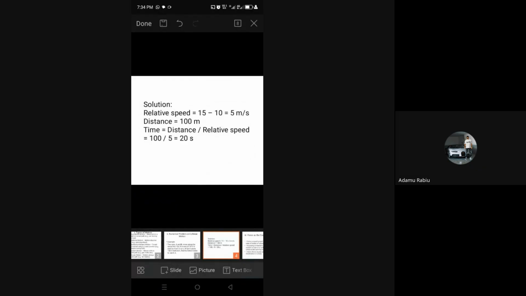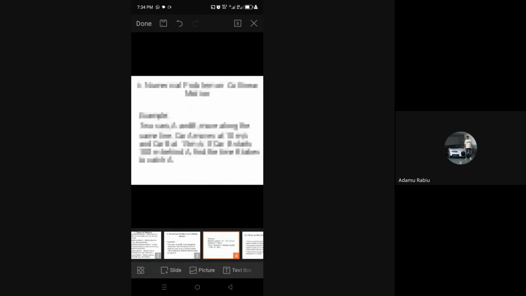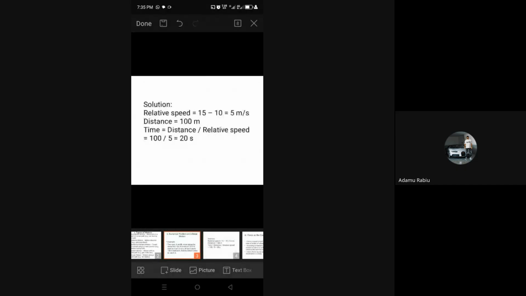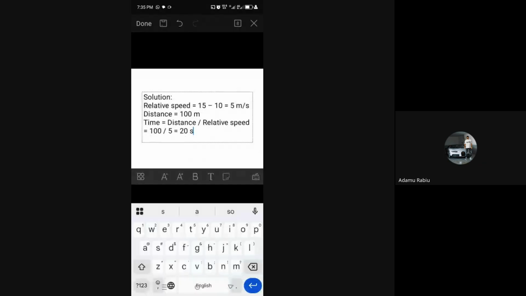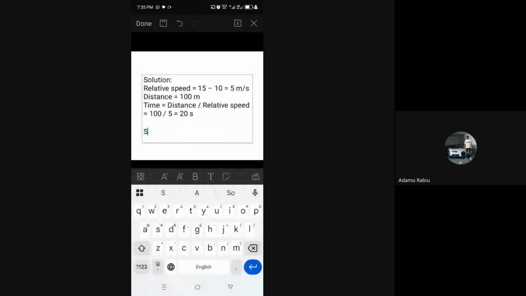Then you have the distance you are given in the question. They say if car B starts 100 meters behind A, that is the starting distance. So the distance you are given is 100 meters. Find time. That's the question. You've already gotten their relative velocity, you've gotten distance. And the relationship between distance, time, and velocity, if you still remember, is that speed, or velocity, depending on whether it has direction or not, is equal to distance over time.